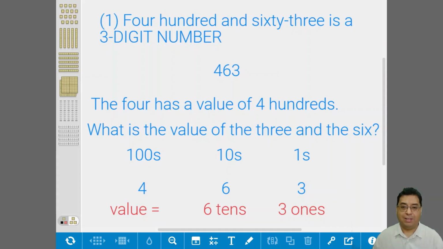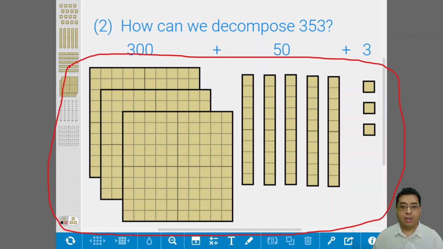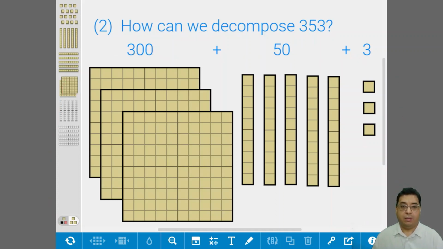So for my second example, the question I'm asking here is, how can we decompose 353? So the word decompose means to basically break up the number into its place value. So you've got 300, 50, and 3. And that's basically the meaning of decompose. So I've also put the hundreds value chart, the tens, and the ones here, so you can see the association between 300, 50, and 3. So this is what decompose means, is how do you break up 353 into its place value.